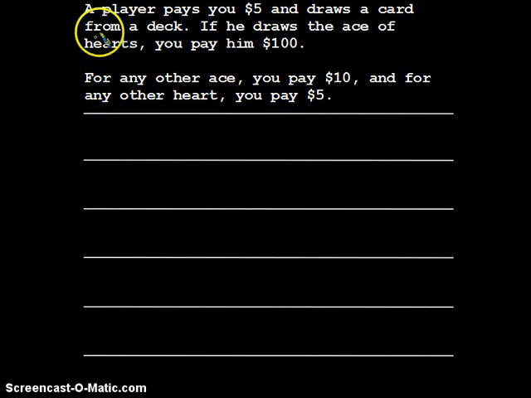Today we're going to talk about expected value. Look at the problem that's been given, or the situation. A player pays you $5 and draws a card from a deck. If he draws the ace of hearts, you pay him $100. For any other ace, you pay $10. And for any other heart, you pay $5.